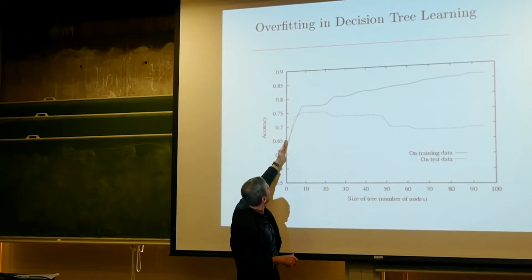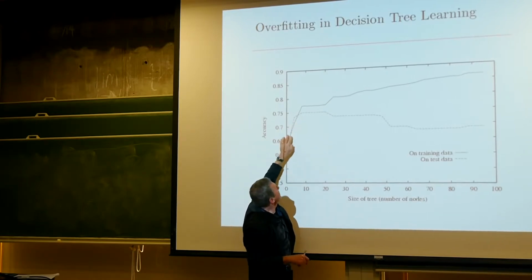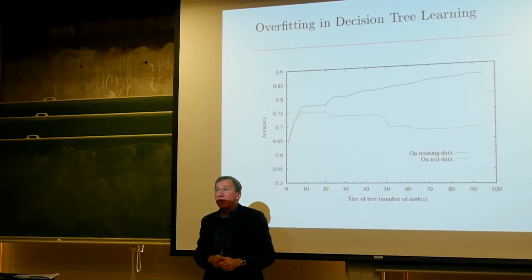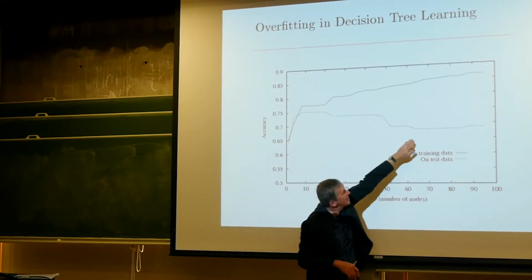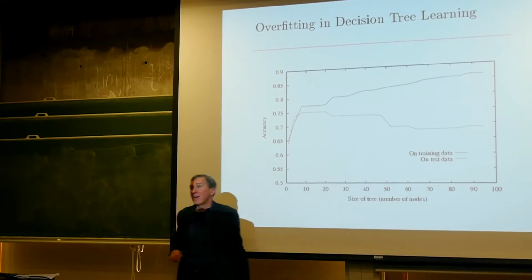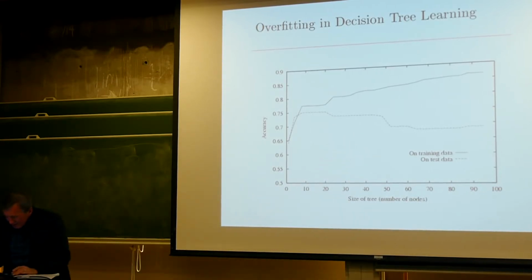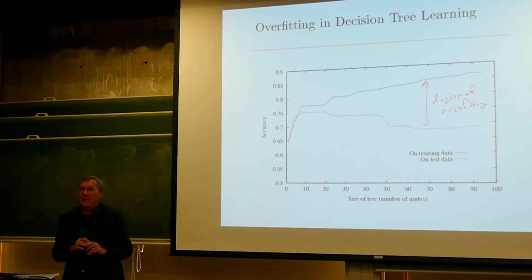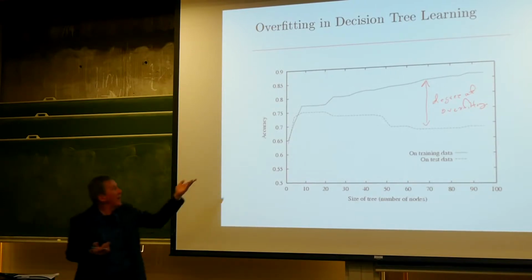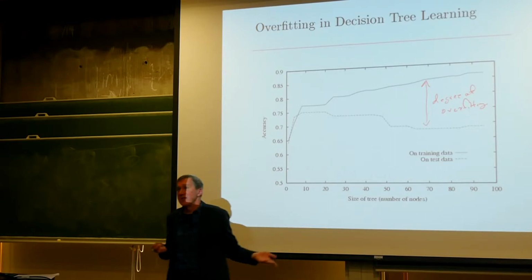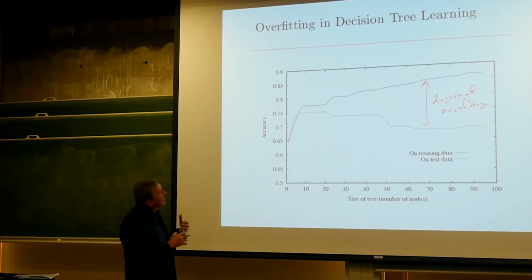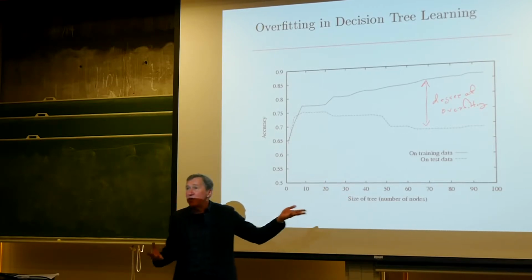And here you can see as the tree grew, originally, as we started adding nodes, its accuracy was improving on both sets. But eventually, even though it was getting better and better on the training set, it was getting worse and worse on the held out data. And so this is actually the degree of overfitting. This is the difference between the error rate on the training examples and the error rate on the true distribution. This is the overfitting problem.